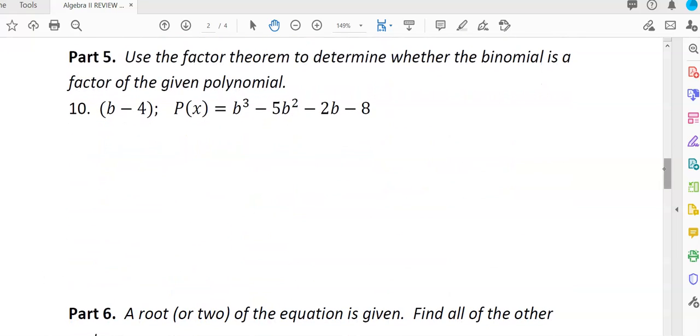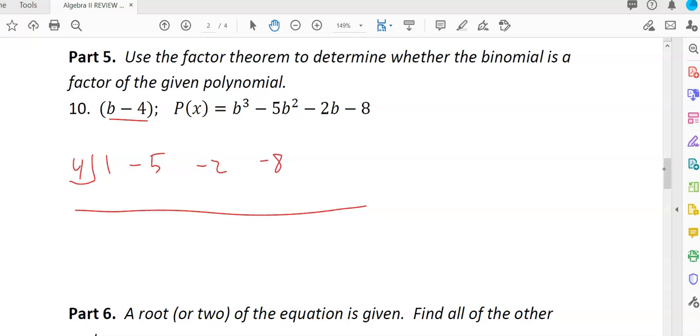Use the factor theorem to determine whether the binomial is a factor. Okay, I'm just going to do synthetic division, but this time it's a factor, so what do I put in the box? I put positive 4 in the box because that's a factor. This is going to be 1, negative 5, negative 2, negative 8. If I get a remainder 0, it's a factor.